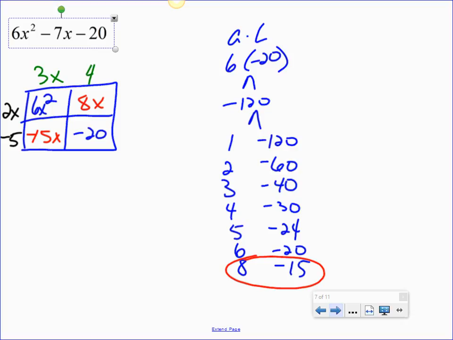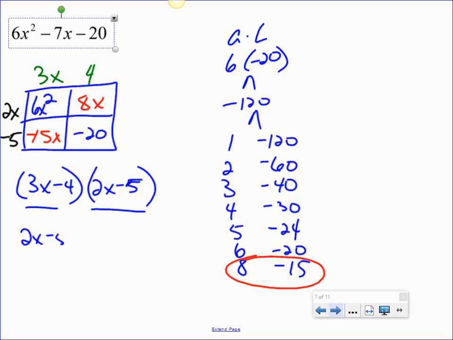Okay, so if you went back and tried to multiply these using the box method, or if you FOILed these two out, you would end up with what we started with. So we would say our factors here are 3x minus a 4 times a 2x minus 5. The only thing else I'll throw out, it does not matter the way you write these two. You could write it as 2x minus a 5 times a 3x minus a 4 as well. Okay.